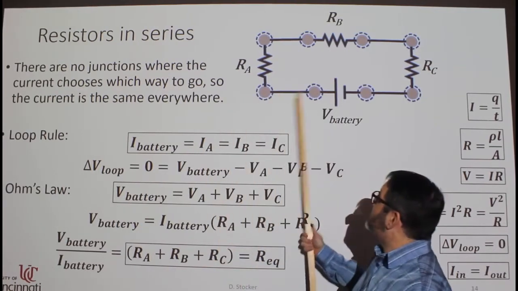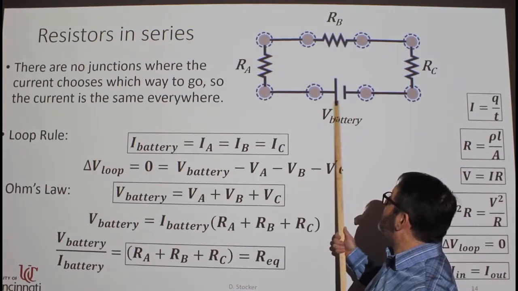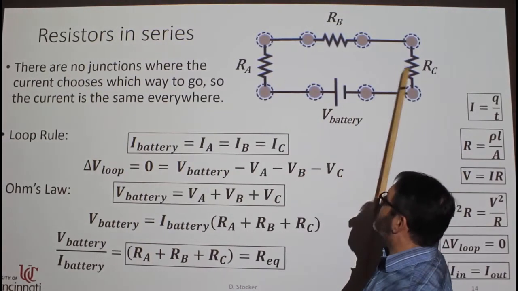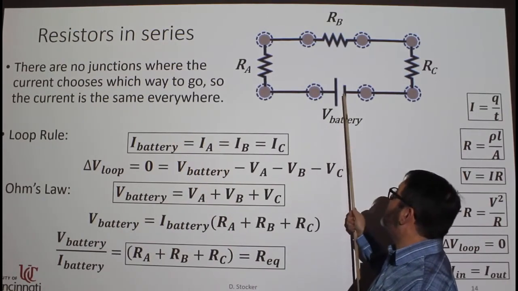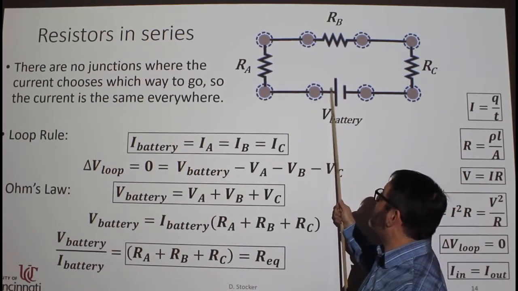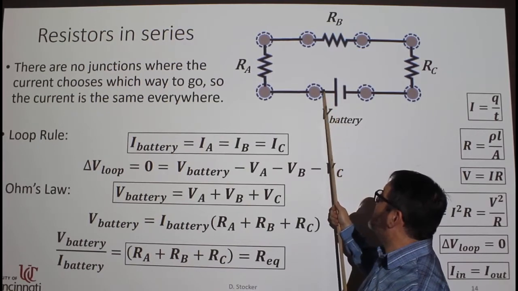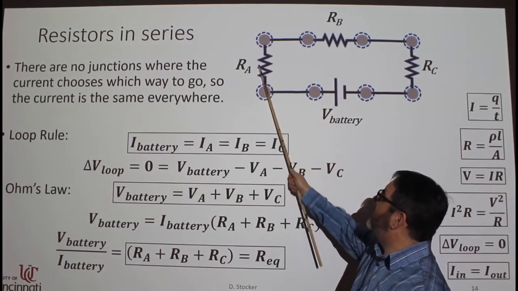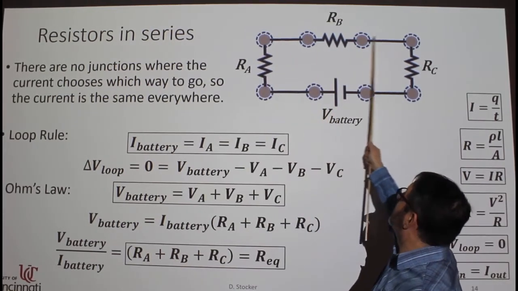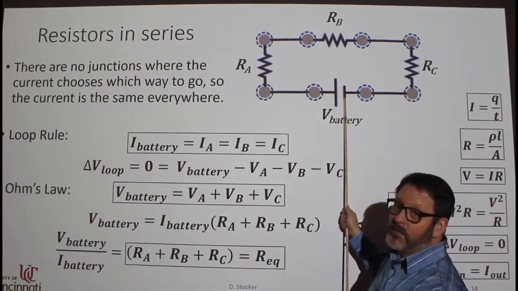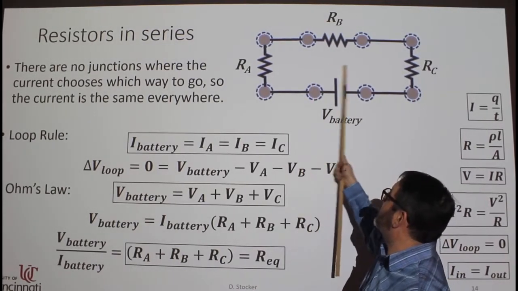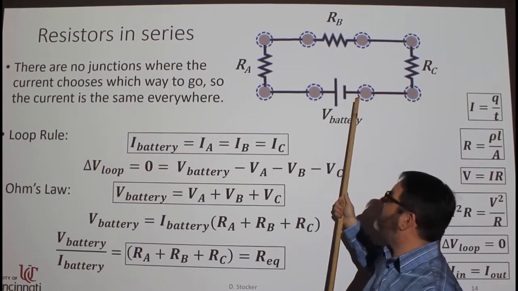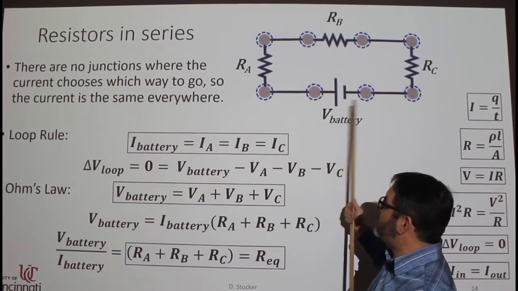So if we look at this circuit, it's got one battery and then three resistors, and these resistors are all in series. You can see that because if current leaves the battery from this positive side, it has to pass through every resistor in order to get back to the battery. There is no place where it can choose to go another route to get back to the other side. So these are all in series.